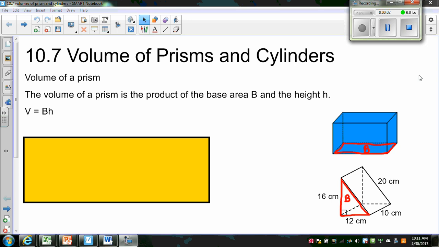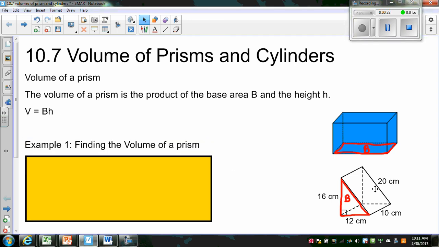This lesson is 10.7 on the volume of prisms and cylinders. So, good news. I think volume is a whole lot easier than surface area. The reason is we're not worried about just what's on the outside, we're just calculating all the space inside. So we can have a prism that has a rectangular base or a triangular base. But for either one, the volume equals the area of the base times the height.